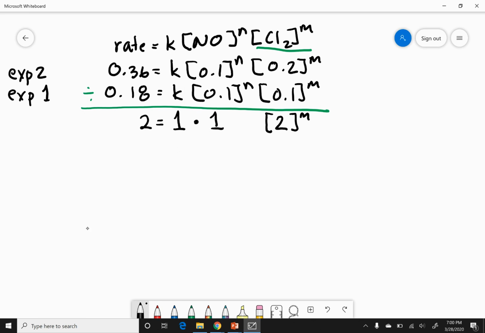And so what I can do is simplify this all the way down to 2 equals 2 to the nth power, or m equals 1. Now that takes care of the order of Cl2. Let's see if we can go ahead and do the order of the other one, the order of NO. Now, I can't use experiments 1 and 2. I've got to use a different set of experiments.